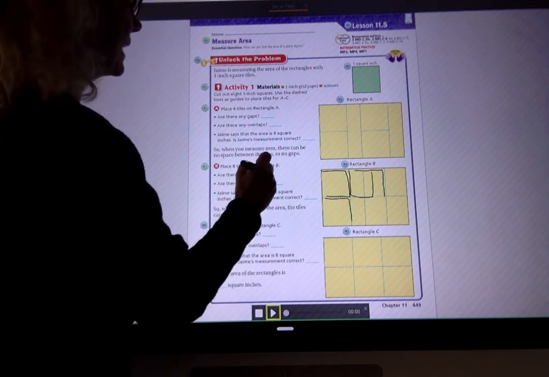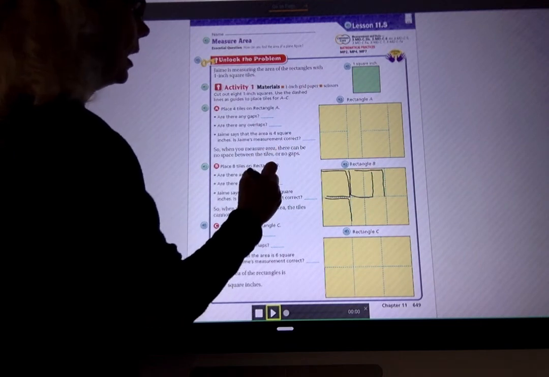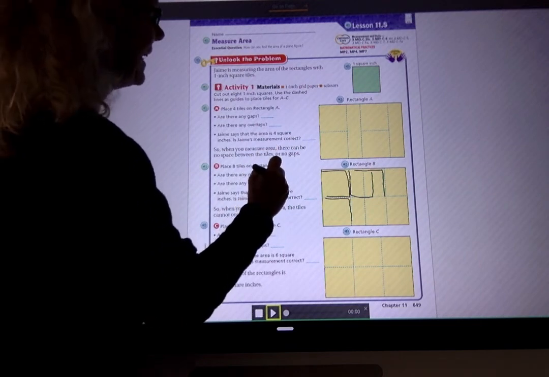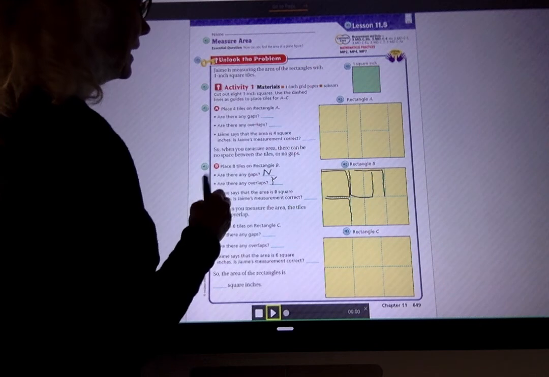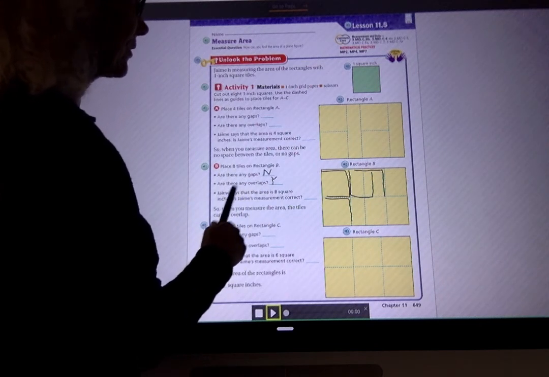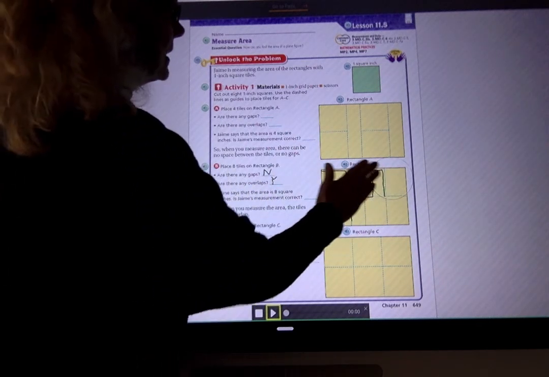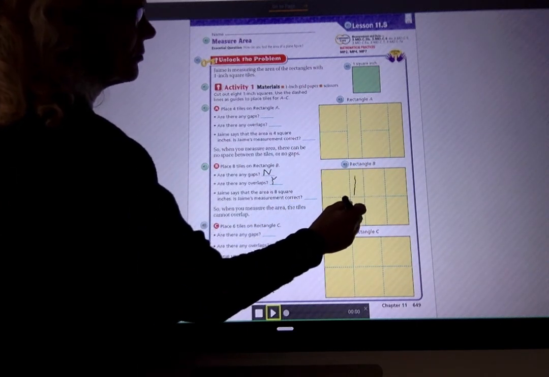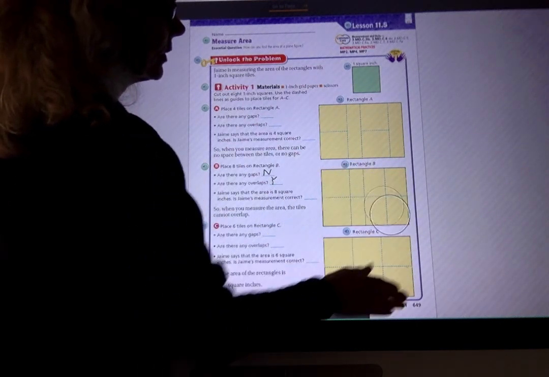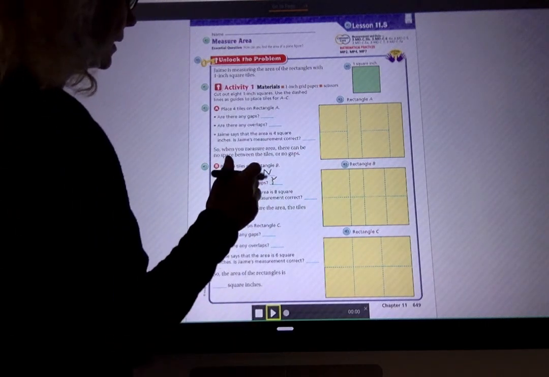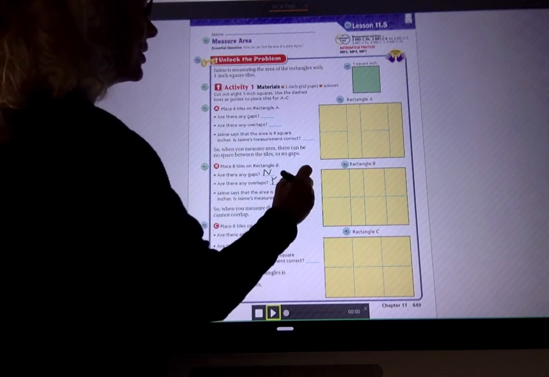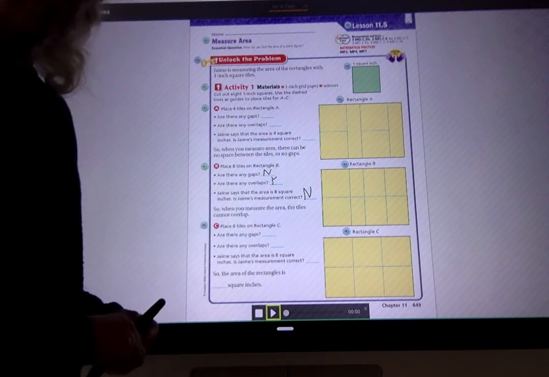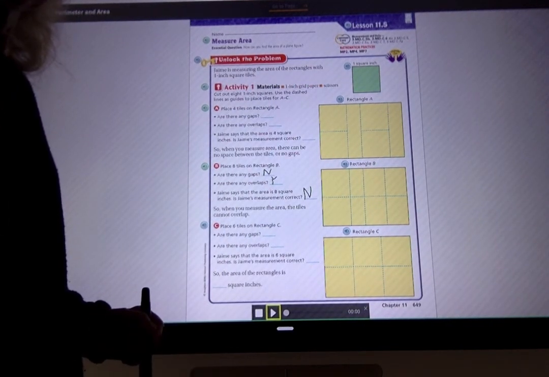So are there any gaps? No. Are there any overlaps? Yes. Is the area 8 square inches? No. One way we know is that these are not even squares. These are rectangles. Squares are a type of rectangle, but we'll get into that another day. So no, he is not correct. Let's try the next.